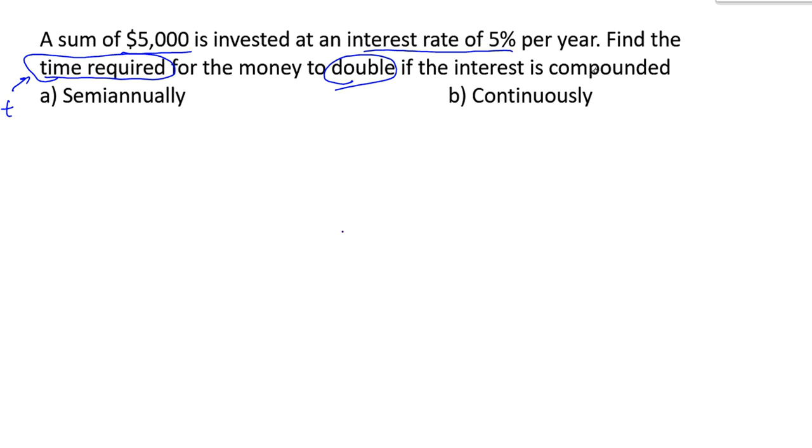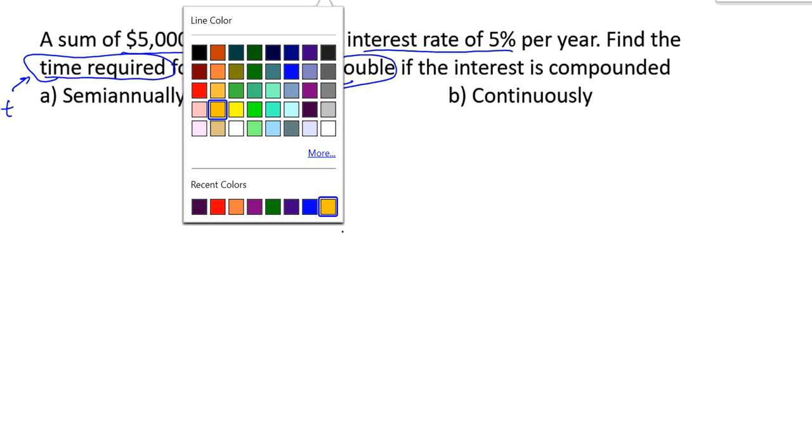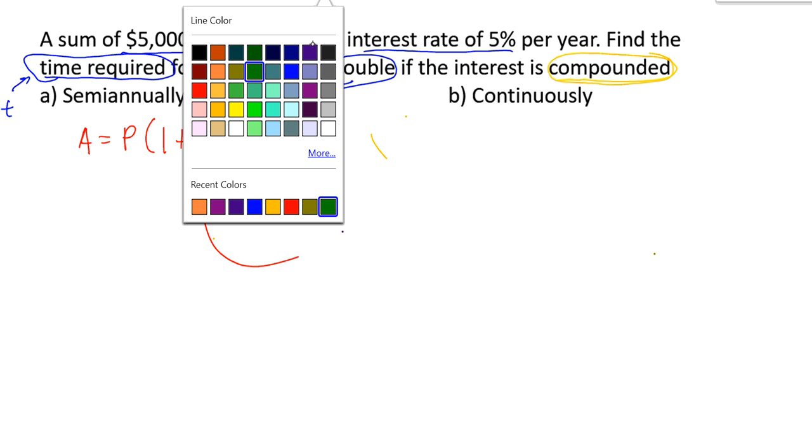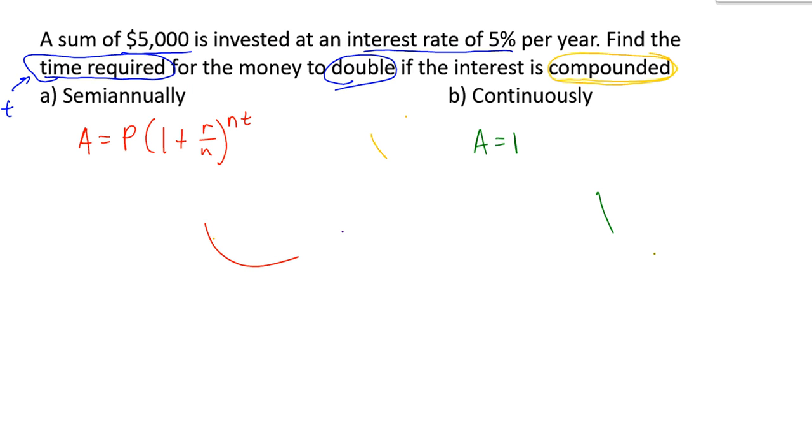If the interest rate is compounded, oh, I know that word, compounded. That means we have to use our formulas. If it's compounded semi-annually, it is this formula. If it is compounded continuously, it's Pert.